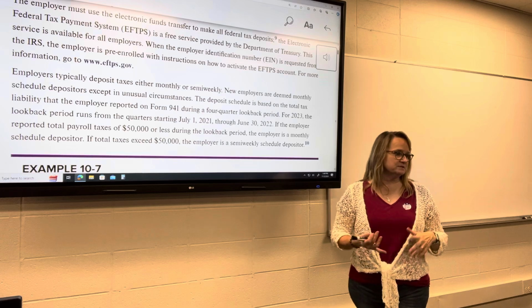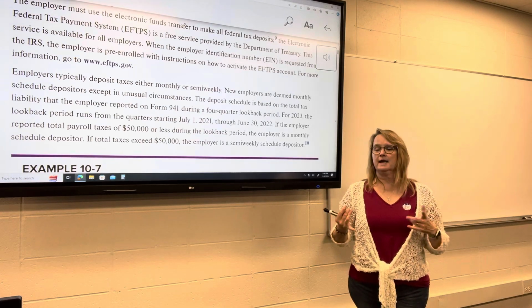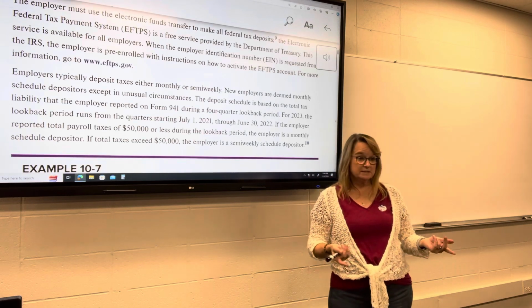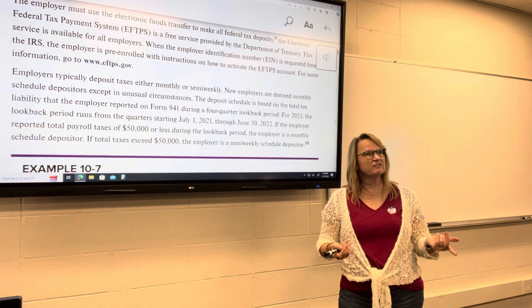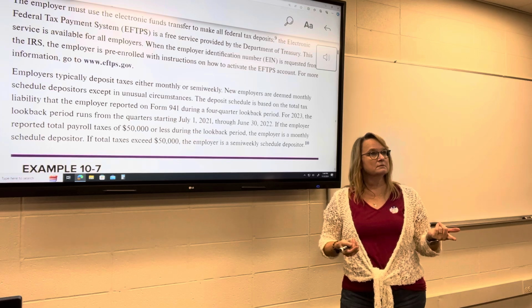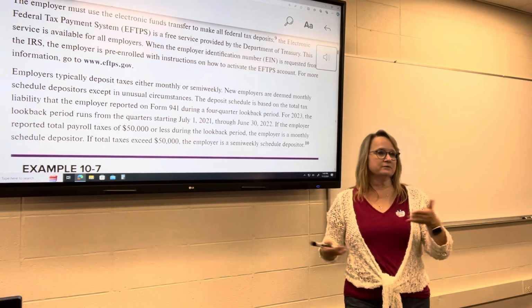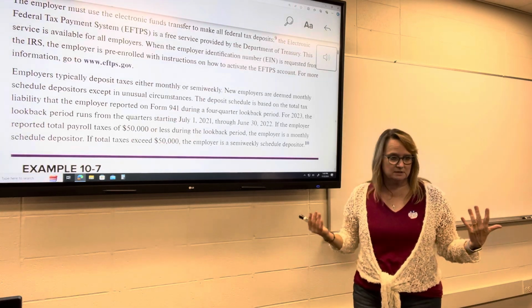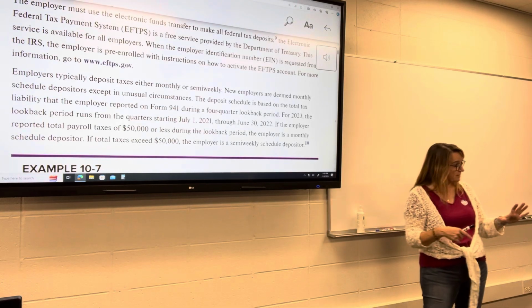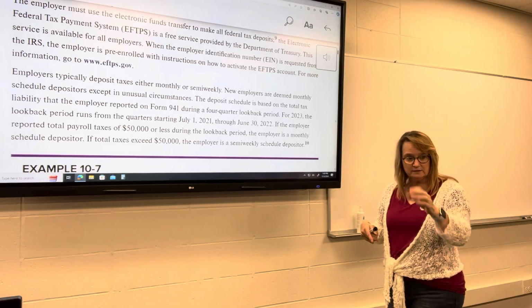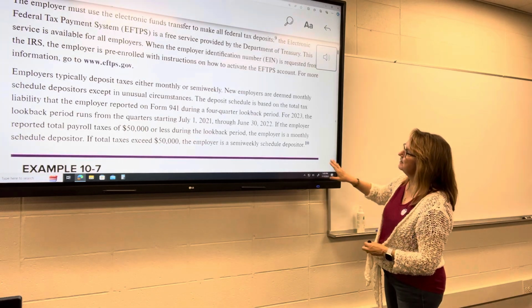Now, just like with every other IRS deadline, if it happens to fall on a weekend or a holiday, then it's going to be the next business day after that. So I think the 15th this month is a Friday, so they'd be able to deposit it on the Friday. That's for monthly scheduled depositors. Again, by the 15th of the month following the month end is when it has to be deposited.